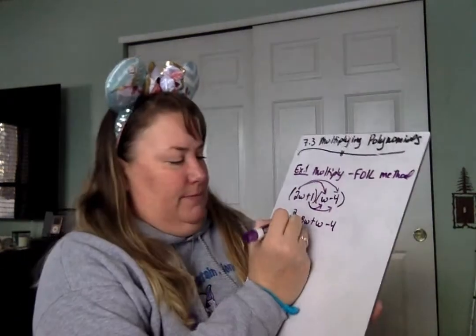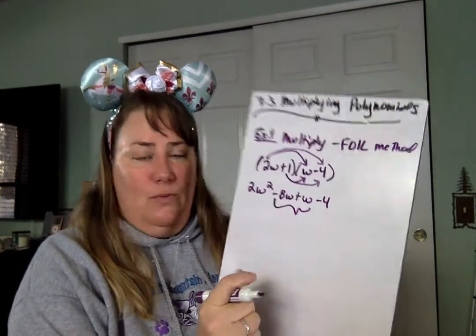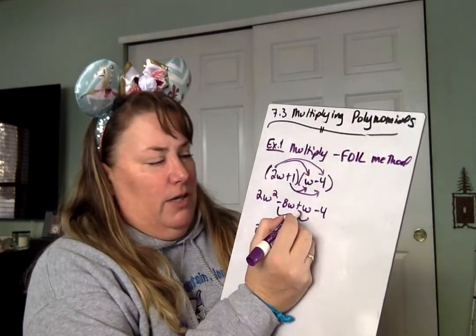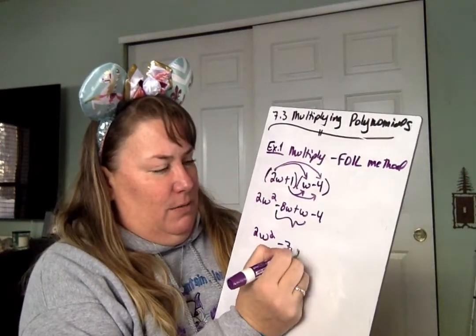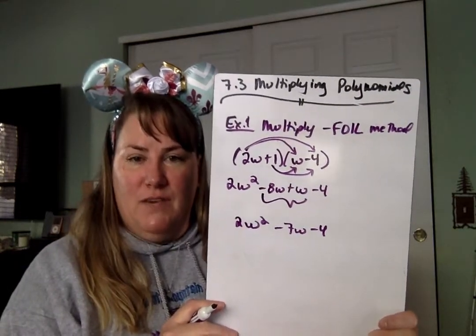Combine your OI. Negative 8w plus a w. Well, remember, that's technically a 1w. So we have 2w squared, so negative 8 plus 1, negative 7w minus 4. And that's your final answer.